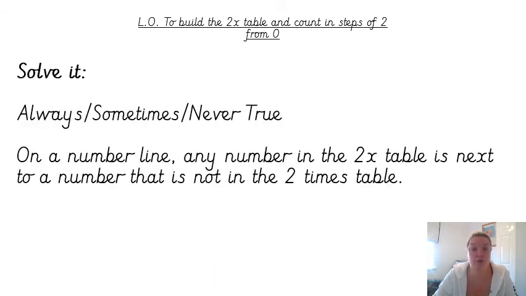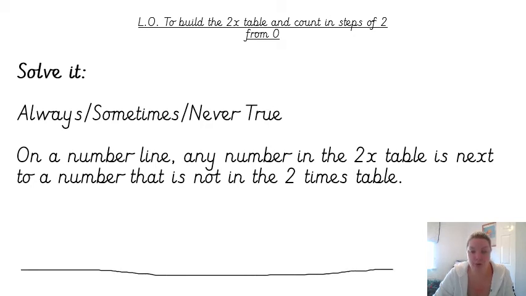So this is solve it. And this is where we need to find out if the answer is always, sometimes, or never true. And you are going to circle one of these. Is it always true, sometimes true, or never true? So on a number line, any number in the 2 times table is next to a number that is not in the 2 times table.